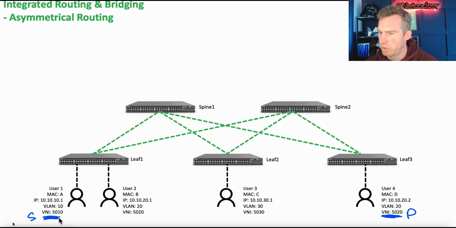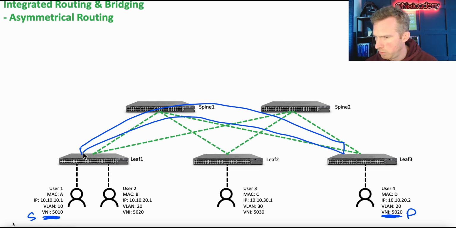And bridging and routing aside, what we saw is that tunneled traffic went through spine 1 over to leaf 3, and that had the VNI of 5020. And that's fine, but what if the user 4 wanted to send traffic back to user 1? So now user 4 becomes the source and user 1 becomes the destination.